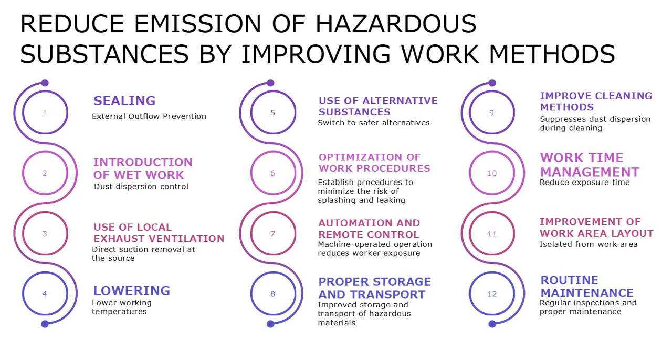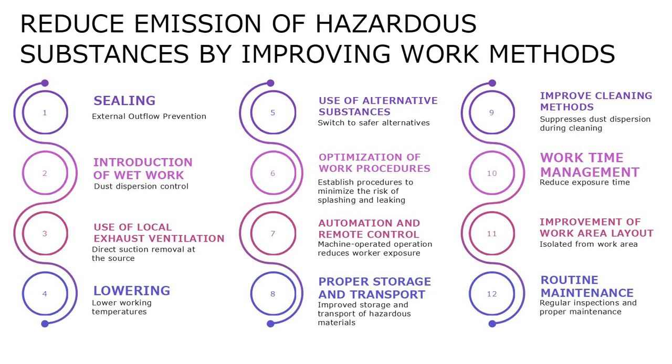When handling high-temperature, highly volatile substances, vapor generation should be controlled by lowering the working temperature as much as possible. This reduces the risk of inhalation of harmful vapors. Fifth is the use of alternative substances, which reduces the use of hazardous substances and improves the work environment by switching to safer alternatives whenever possible. Review how hazardous substances are handled and establish procedures to minimize the risk of spills and leaks.